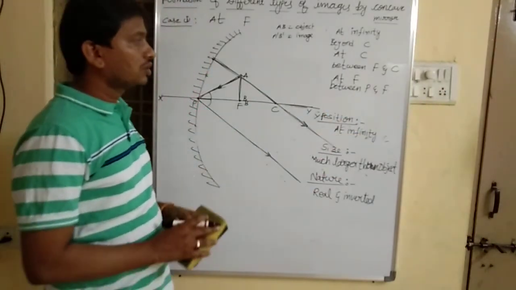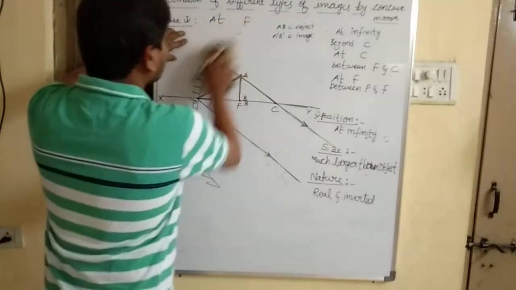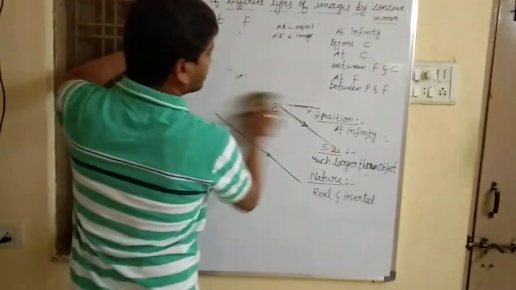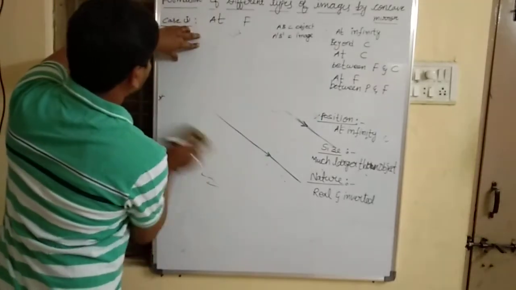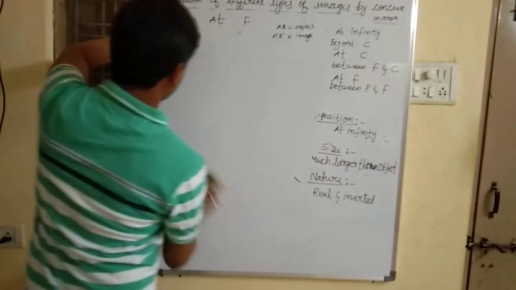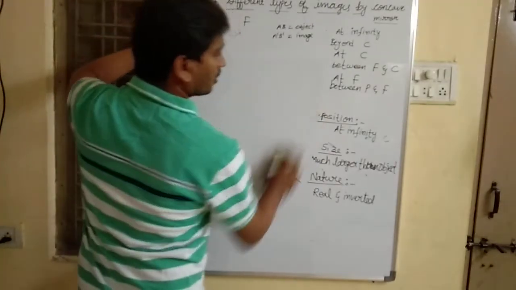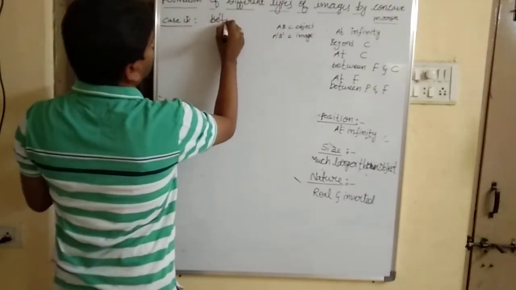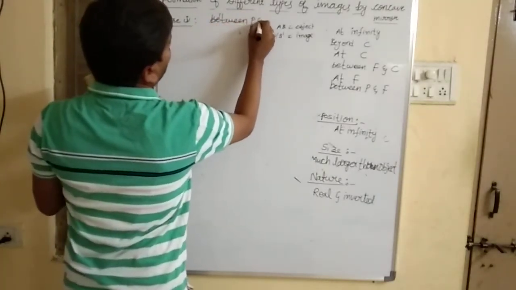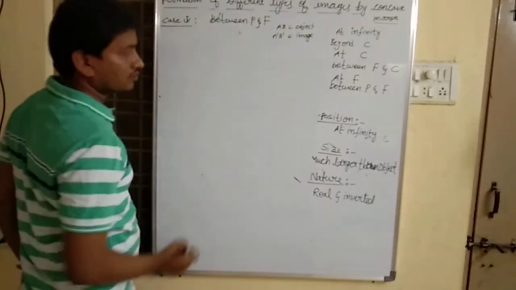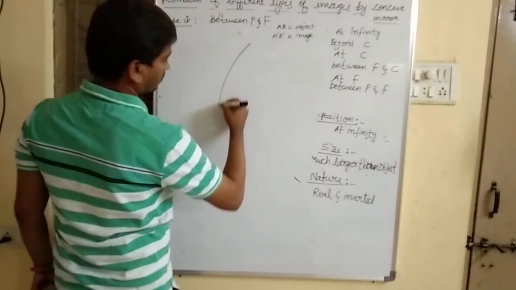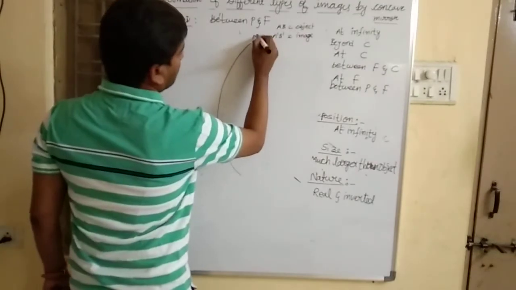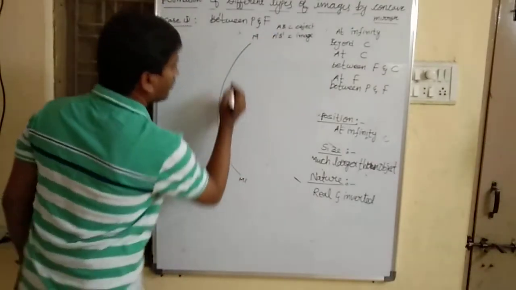Now coming to the last case, which is an important case: between pole and focus. This is the mirror, concave mirror M dash.